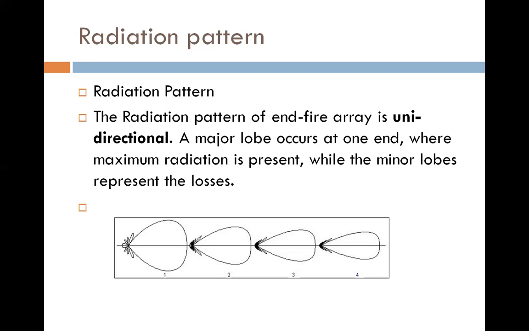So see the radiation pattern. The radiation pattern is a unidirectional pattern, and when we see the broadside array, it provides the bidirectional or figure of 8 pattern. So that's why the end-fire array is the best compared to the broadside array, because the radiation pattern is unidirectional.